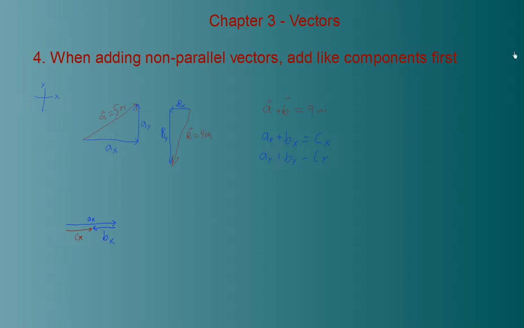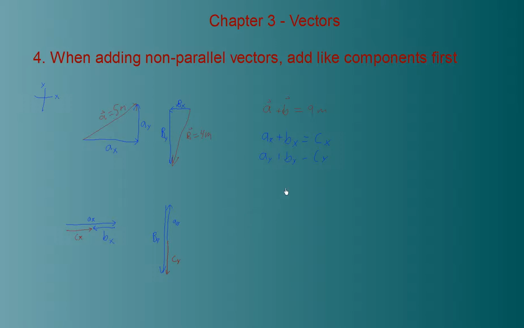And then we can take AY, which looks like that about, and BY, which looks like that about, and get CY, which would look like that. CY. Start the beginning of the first one and the end of the second one.